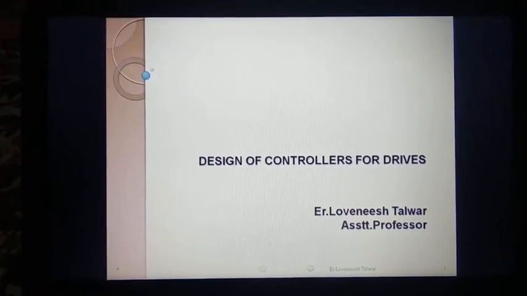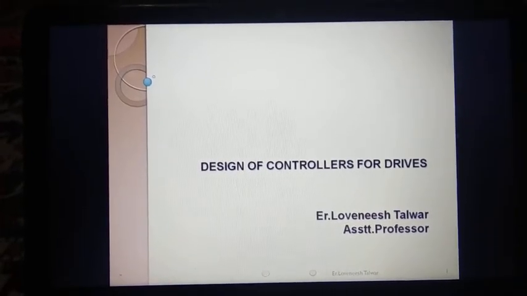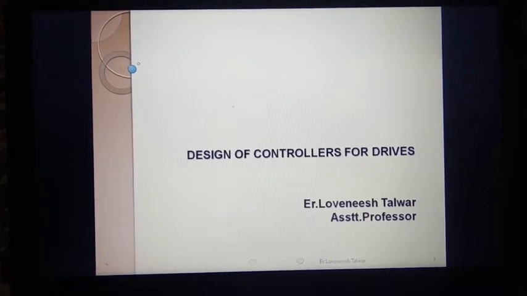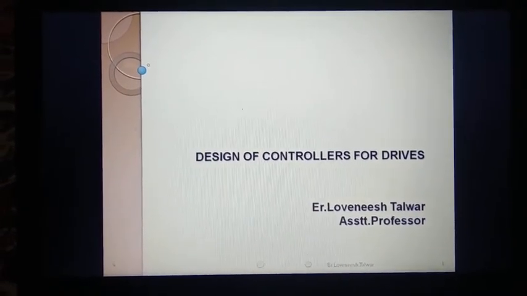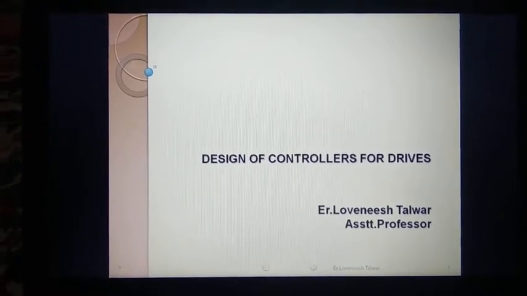So, today we will discuss some concepts of the design of controllers used for drives. Before discussing the design of controllers used for the industrial drive, first of all, you should know what you mean by an electrical drive.